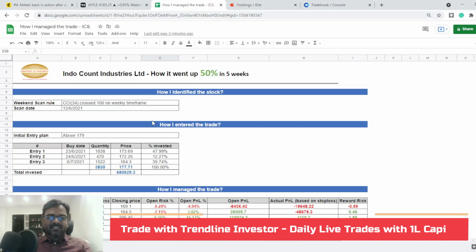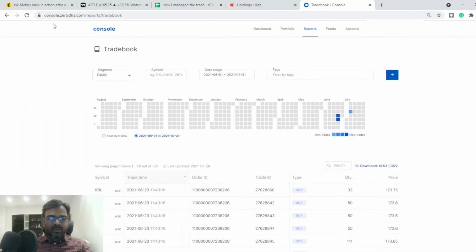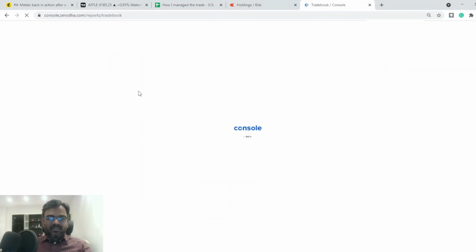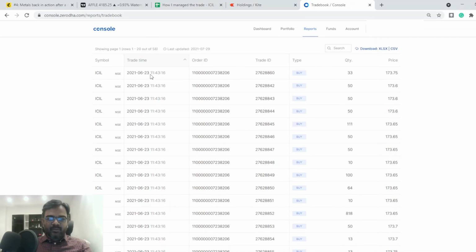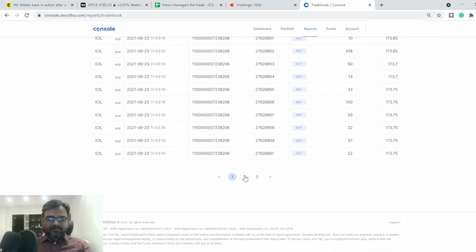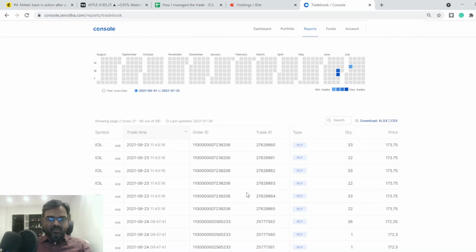So if you think that this is a fake PNL, I'll just show you the trade book. I already have the trade book open. I'm just going to refresh this, so that you know that it's not fake. If you see, I have all my trades of ICIL here. I entered on the 20th of June, and then if you see, I entered again on the 24th of June, the next day. I'm just going to show you all the trades.